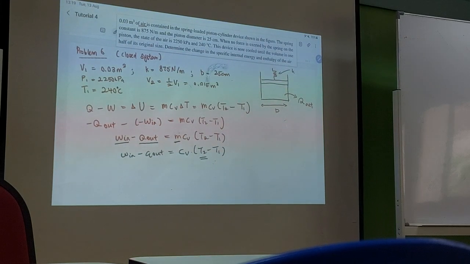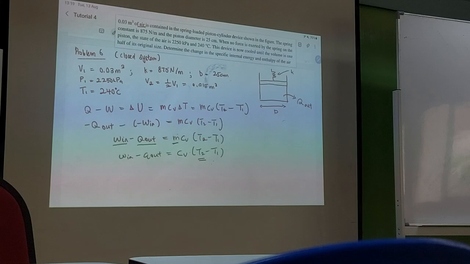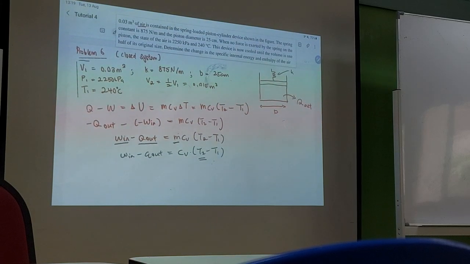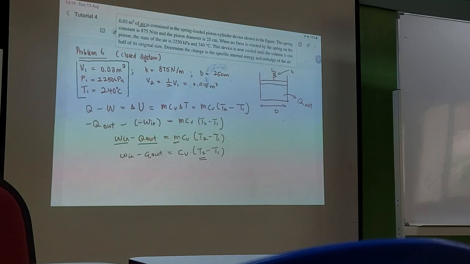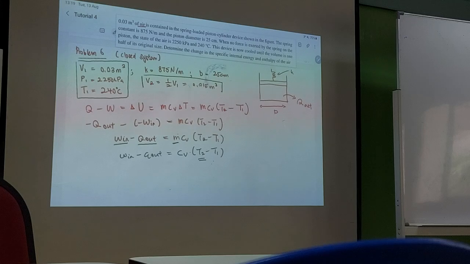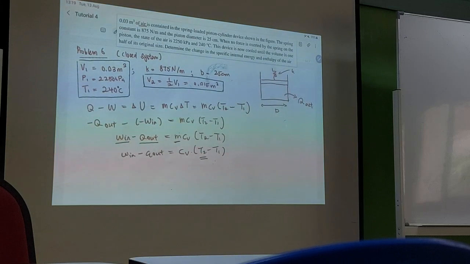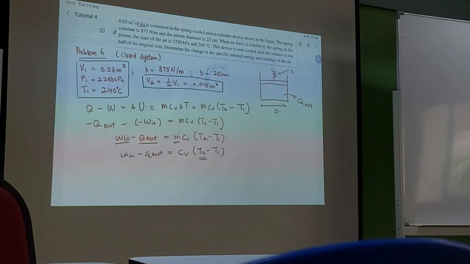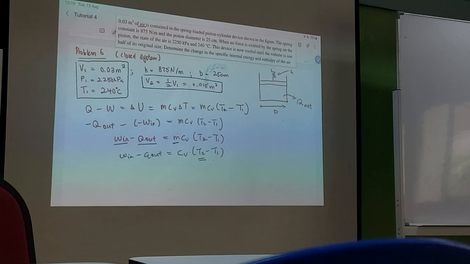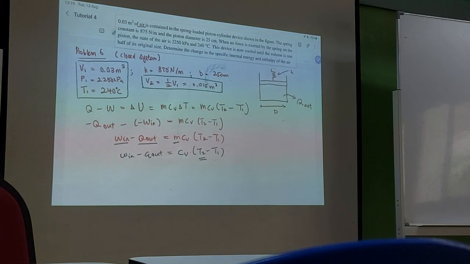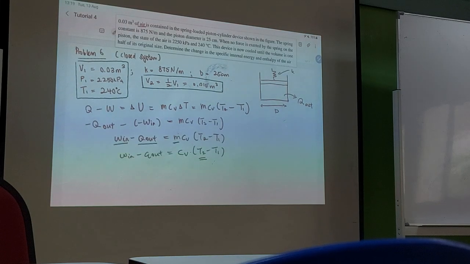For the initial state, we kind of have everything. We have T1, we have V1, we have P1. Okay, you have everything. For the final state, you actually only know this. So how can we make use of all these things to help you find T2? One thing that you need to remember here.